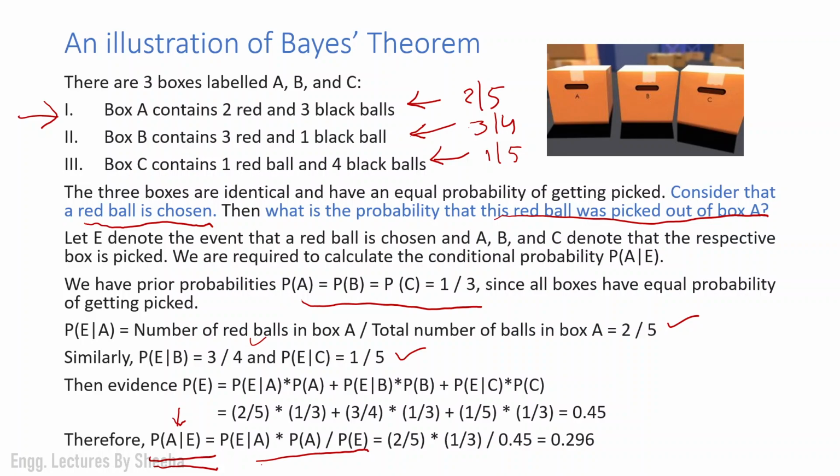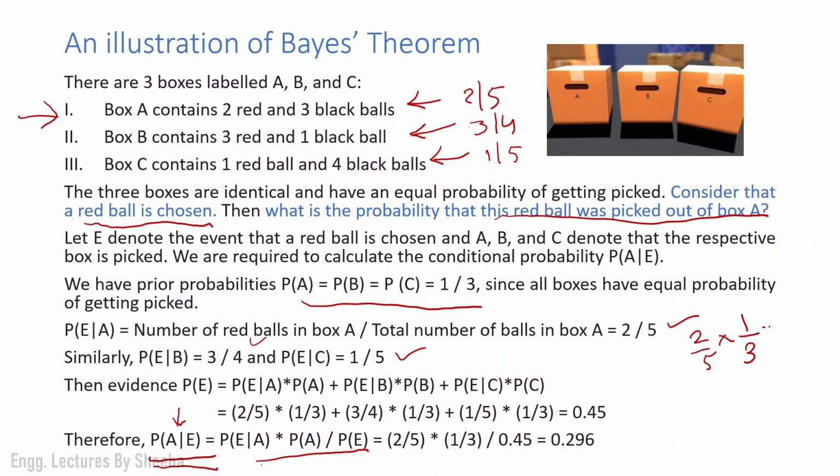So now what is this evidence? The probability of evidence, that is the event E. Event E is what? The probability of choosing a red ball. How will you find that probability? That is nothing but probability of E given A, that is 2 by 5, into probability of A. That is 2 by 5 into probability of choosing box A, which is 1 by 3.